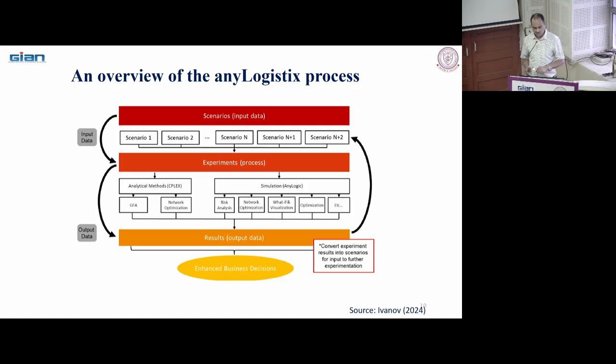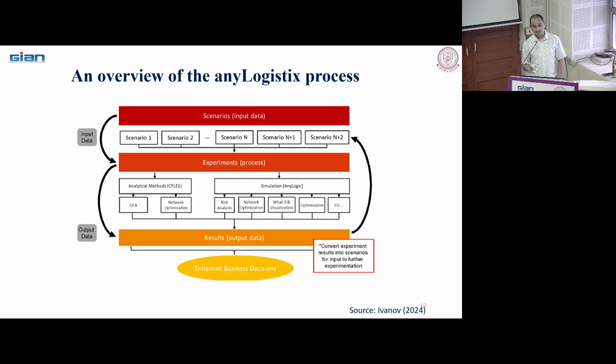So, an overview of the AnyLogistix process. Basically, the first stage is that you need the input data. For example, you are solving the facility location problem using greenfield analysis. You need to know who the suppliers are, where they are located, what their capacities are, who the customers are, how much product they are ordering, and what your potential locations are. So you develop scenarios there: scenario 1, 2, 3, n number of scenarios.